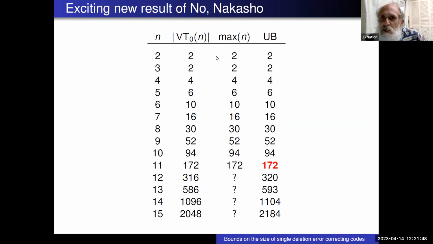Here you see the lower bound, VT0. If you can get the upper bound down to the same thing, then of course that's what it is. Okay. So the exciting new news, when Abu came here last summer, the upper bound for 11 was 173. And so the question was, is it 173 or 172? 3 years ago, the upper bound was 174. And I'm going to describe how this comes down in the process.